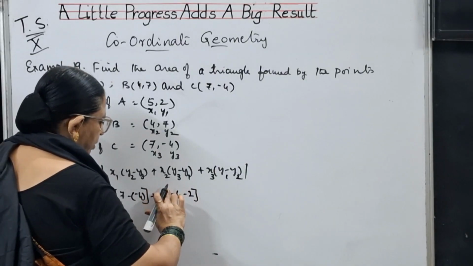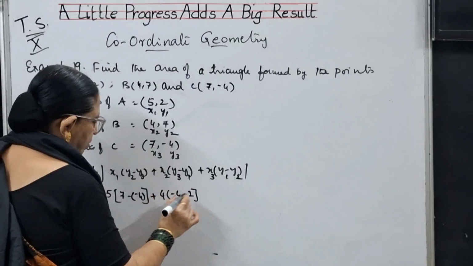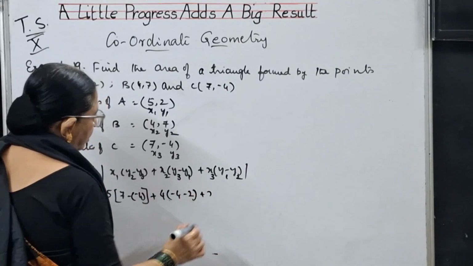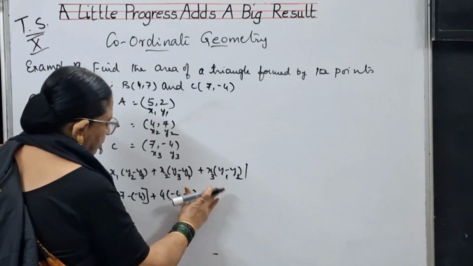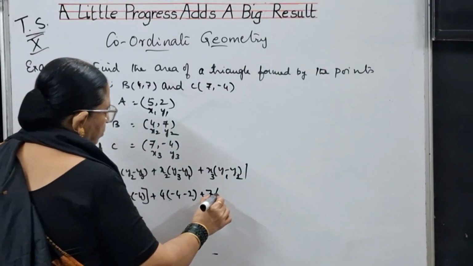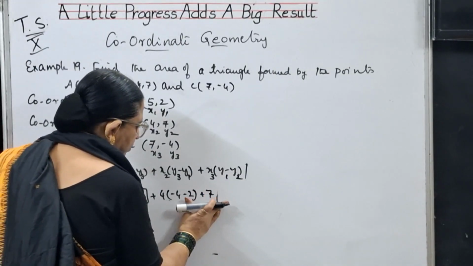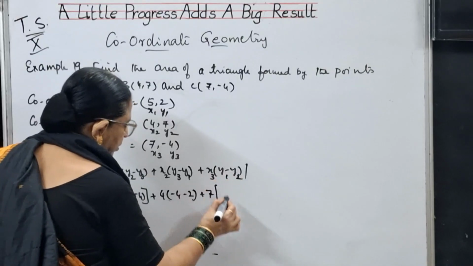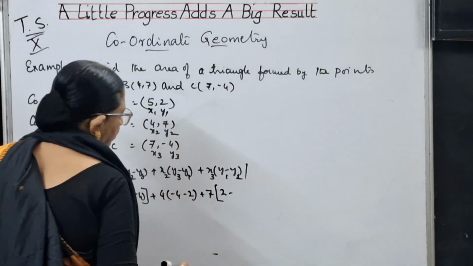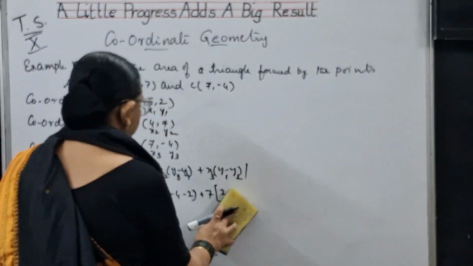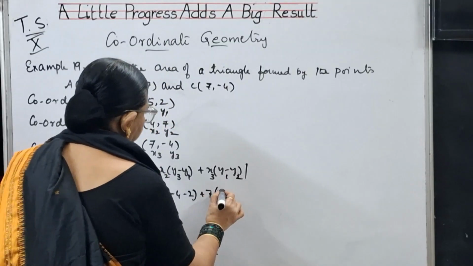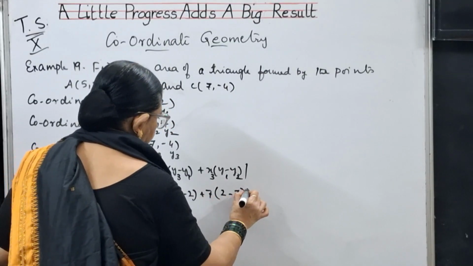I can write the normal bracket, children, plus x3. What is x3? 7. x3 is 7 into y1. y1 is 2. So 2 minuses I am going to get. So let me draw a big bracket. y1 is 2 minus y2, 7. y2 is 7. So normal I can draw. y2 7 into y1 is 2 minus y2 is 7.